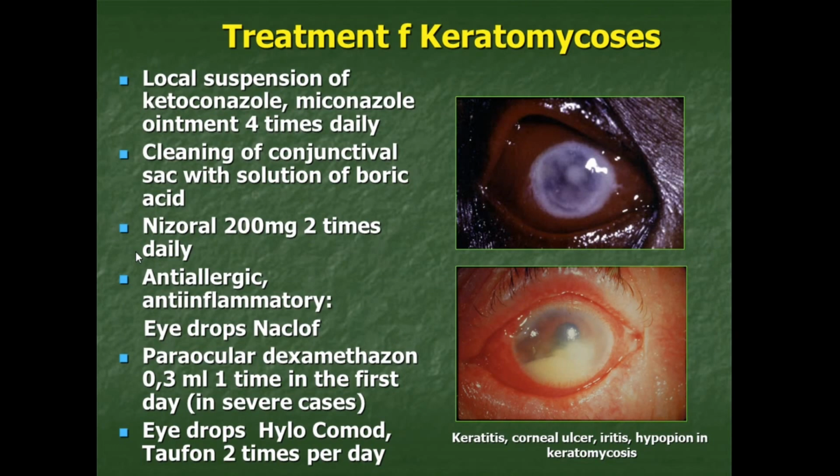In severe cases, we can add paraocular dexamethasone, corticosteroids, just 0.3 millimeters, because we couldn't prescribe corticosteroids very often, because corticosteroids can improve the growth of fungal agents.